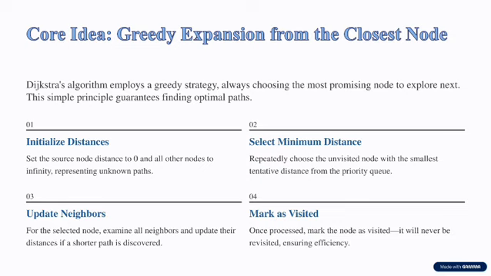The fourth step is to mark as visited. After exploring all the neighbors of a selected node, mark that node as visited. Once a node is marked as visited, it is never revisited again because its shortest path has already been finalized. This step prevents unnecessary recomputation and ensures efficiency.